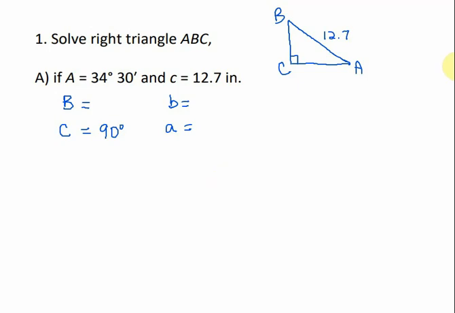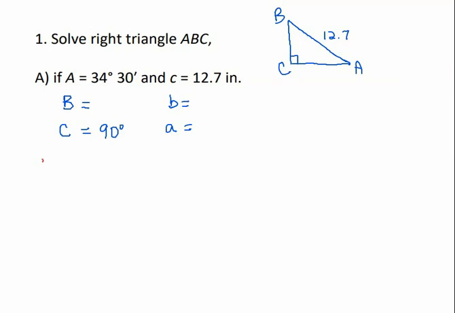We have angle A. We can find angle B by just subtracting 34 degrees 30 minutes from 90 degrees, because we know that all three have to add up to be 180 degrees. So since we have one right angle that's 90 degrees, we know that the other two have to add up to be 90 degrees. So if I just subtract 34 degrees 30 minutes from 90 degrees, that's going to give me angle B. So let me do that.